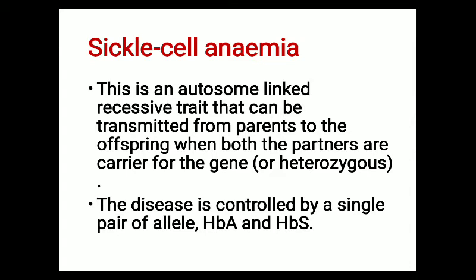The gene which is responsible for the shape of hemoglobin is HB, and there are two forms of this HB gene: HBA and HBS. These are the two forms of the gene which govern the shape of the hemoglobin present inside the RBC. Out of these two, HBA is the dominant form of the gene and HBS is the recessive form of the gene.